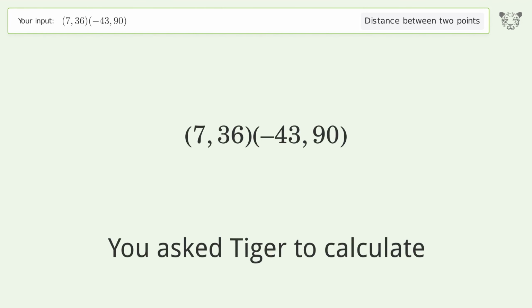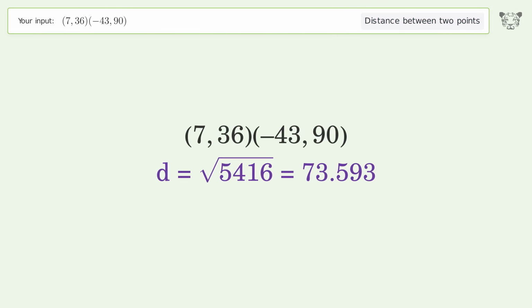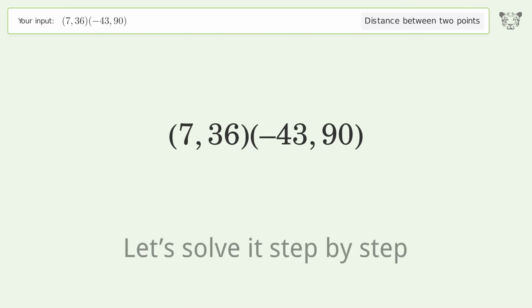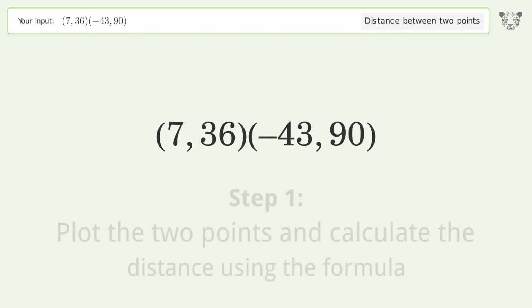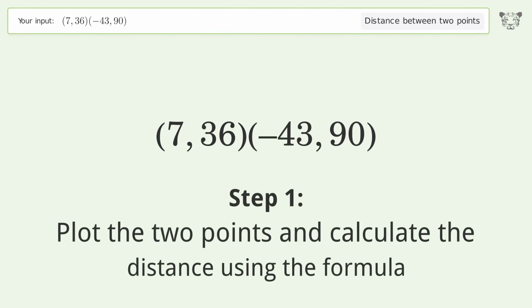You ask Tiger to calculate. This deals with the distance between 2 points. The distance between the 2 points is the square root of 5,416, or 73.593. Let's solve it step by step. Plot the 2 points and calculate the distance using the formula.